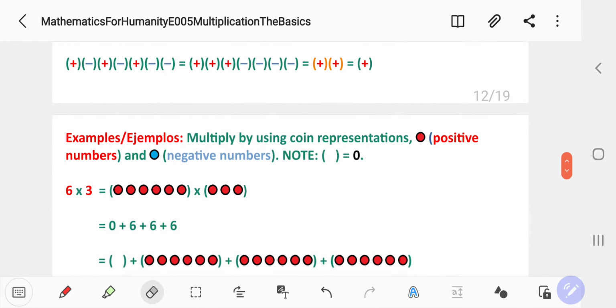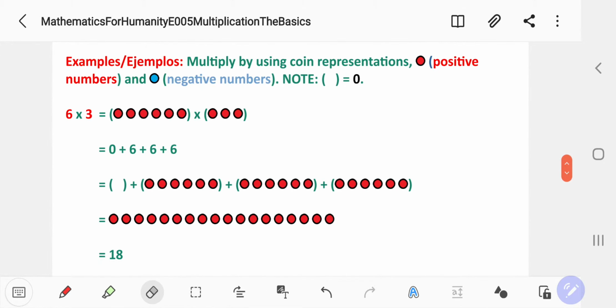Okay, next, multiply by using coin representation. A coin has 2 sides. One side you can call the positive side, and the other the negative side. The blue ones represent the negative numbers, and the red ones are the positive numbers. And you have this as 0: an empty space between 2 parentheses is equal to 0.